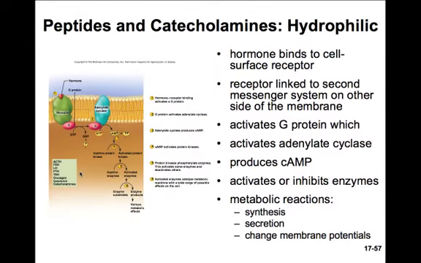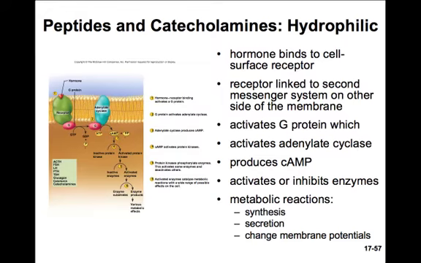Now let's take a closer look at the peptides and catecholamines, which are hydrophilic. The hormones bind to the cell surface receptor, and that receptor is linked to a second messenger system on the other side of the membrane. It activates a G protein, and the G protein goes over and activates adenylate cyclase. The adenylate cyclase will then produce cyclic AMP. Cyclic AMP will either activate or inhibit enzymes within the cell. It'll turn on metabolic reactions that are involved in synthesis, secretion, or changing membrane potentials.